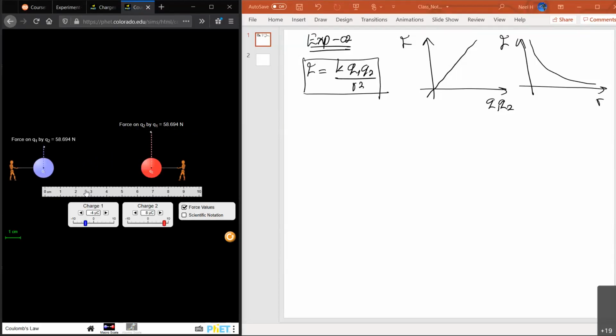Remember, this R is actually measuring from midpoint to midpoint. That is the midpoint of object number one, and this is the midpoint of object number two. This R is measuring from midpoint to midpoint. Okay, they are Q1 and Q2.